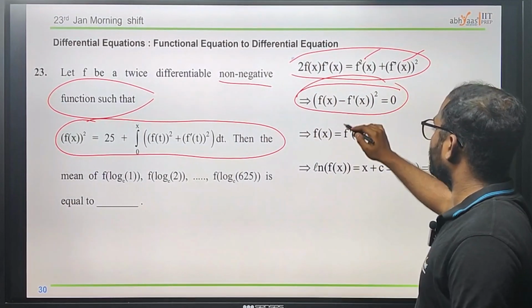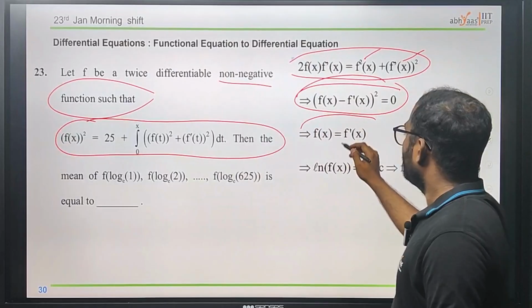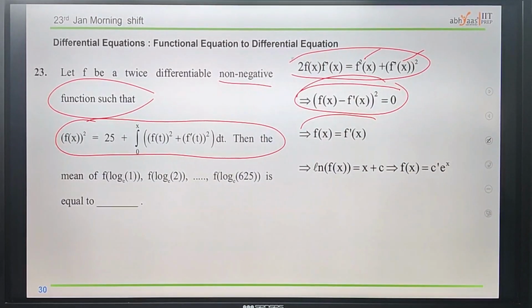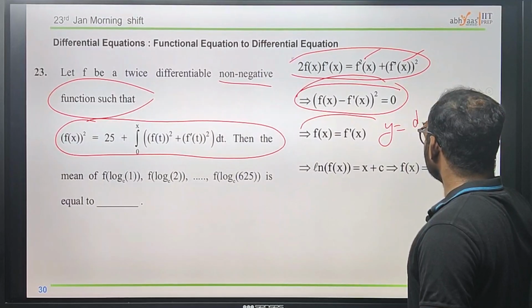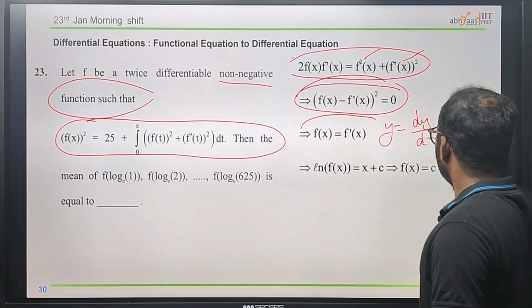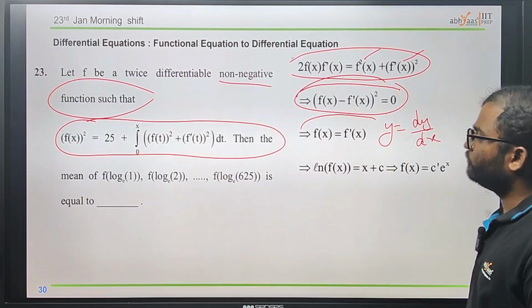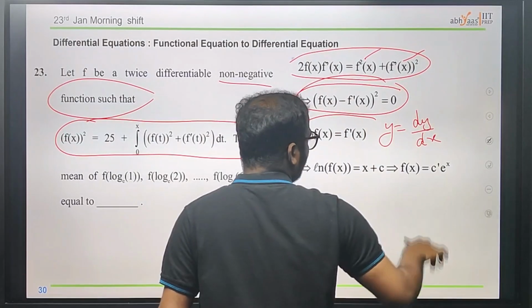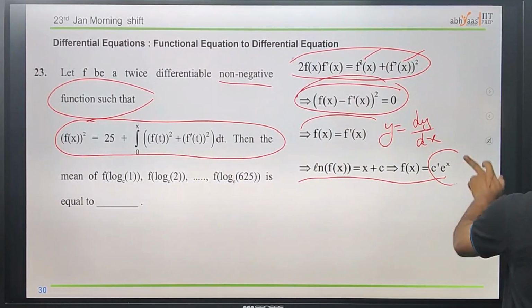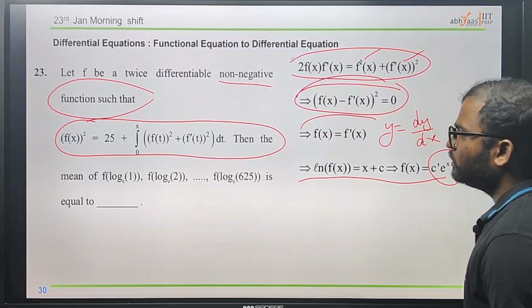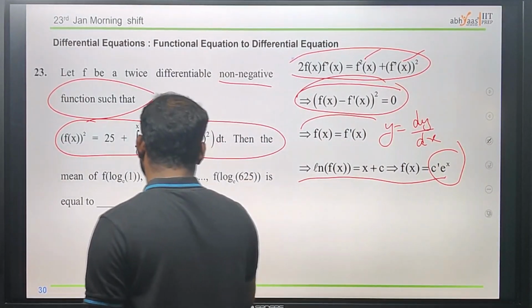Okay, we can convert that into one. Now we have this one, which is f of x equal to dy by dx. Okay, so this kind of situation. Okay, I think y is equal to dy by dx. Now after that we know how to do this one. Just doing the variable separable method, we can solve this one. We will get c dash as e power x. Okay, now what is the value of this one?